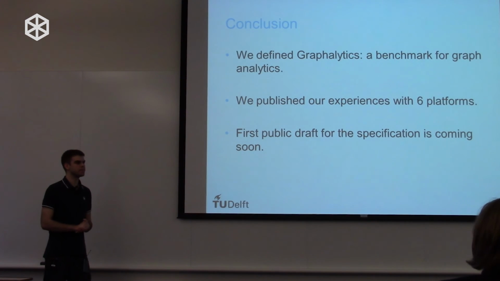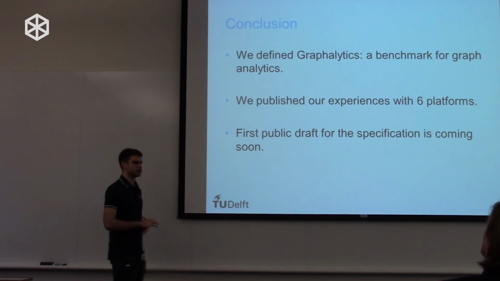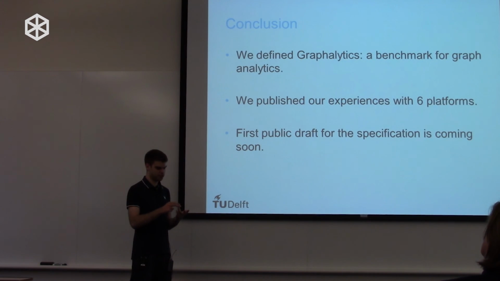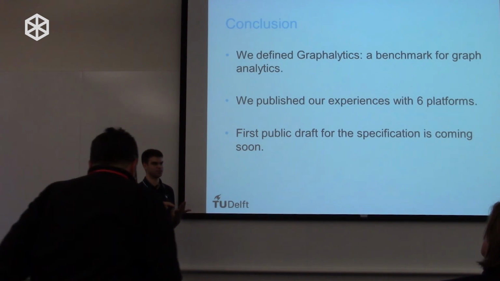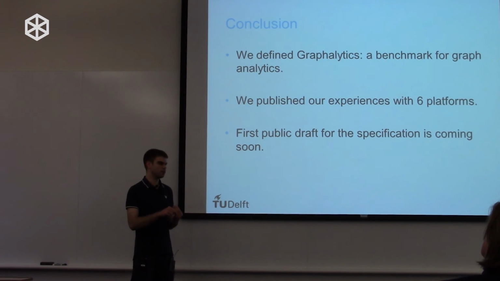So how many algorithms do you have in the benchmark? We have 6 algorithms currently. They are BFS, weakly connected components, PageRank, local clustering coefficient, community detection, and in particular label propagation. And finally, for weighted graphs, we have single source shortest paths.